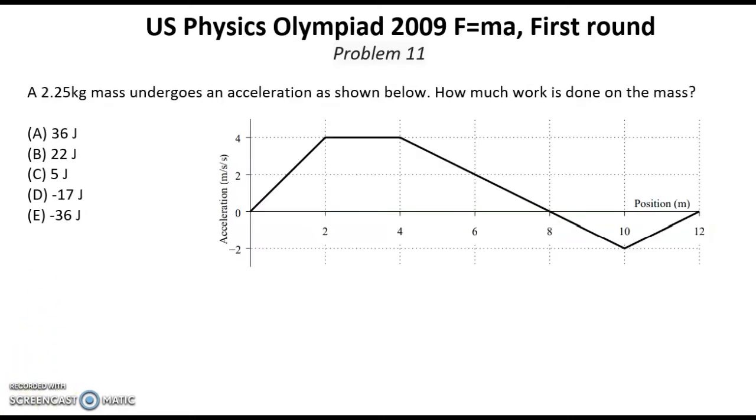Problem number 11. A 2.25 kilogram mass undergoes an acceleration as shown on this graph. How much work is done on the mass?